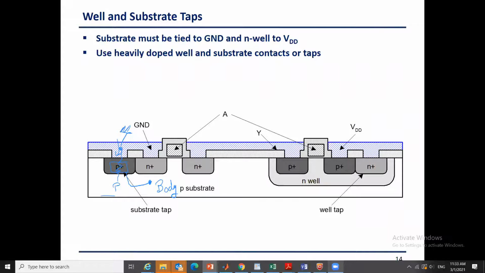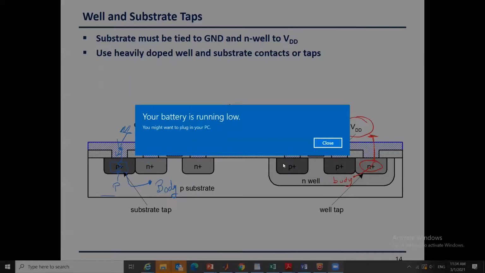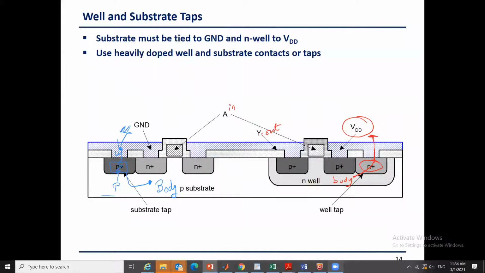What did he add for me here? He added an N+ tab, and this N+ tab is connecting the body of the PMOS to VDD. It's as if I'm drawing the body connected to VDD. Okay, so this is what he added. This is the only difference between this slide and the slide before it. A is the input and Y is the output. Okay, A is the input and Y is the output. Okay, let me just connect the one.